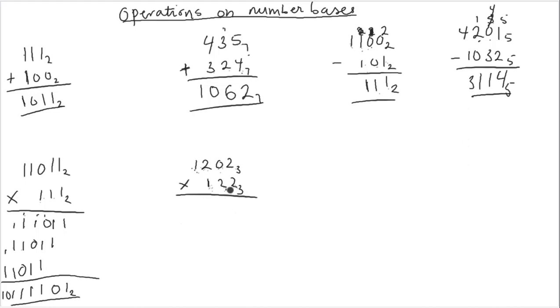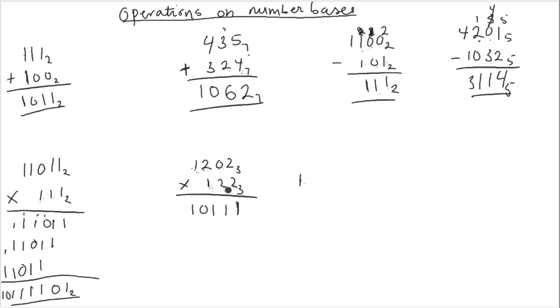Okay, so the next one, 2 times 2 is 4. 4 base 3 is 1, 1. So I write 1, then I'll carry 1. 2 times 0 is 0, plus 1 is 1. 2 times 2 is 4. Again, it's 1, 1. So I'll write down 1 and carry 1. Then 2 times 1 is 2, plus 1 is 3. 3 base 3 is 1, 0.